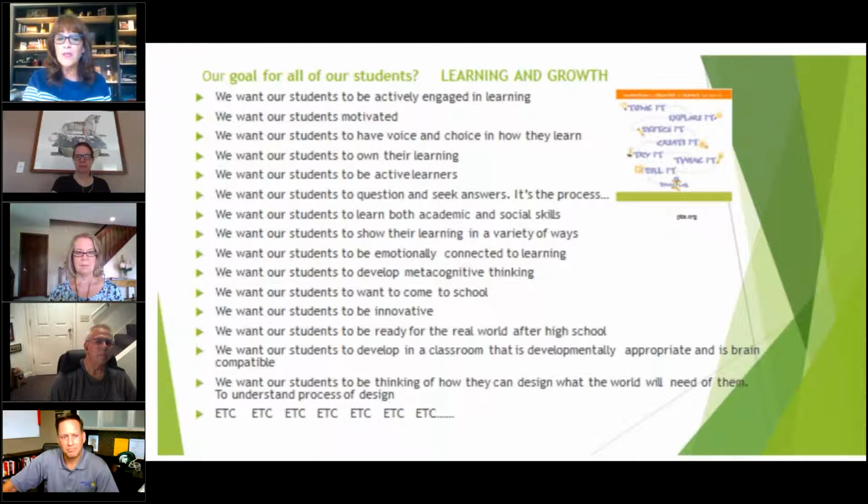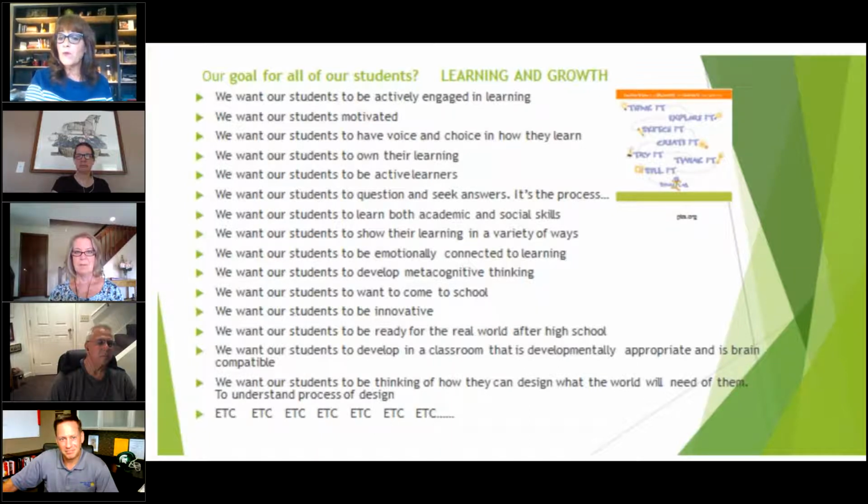You want them to want to come to school, or in the case that we're in now, some kids are going to be doing some digital learning and online. So you want them to be invested in that. You want your students to be innovative and be thinking about how to create and use those 21st century skills of critical thinking and creativity. We want our students to develop in a classroom that is developmentally appropriate for them and compatible. And the neat thing about sketchnoting, it is a K-12 way to think.